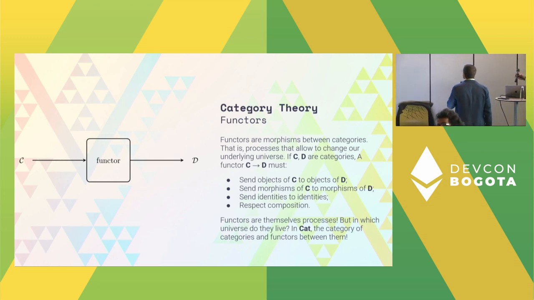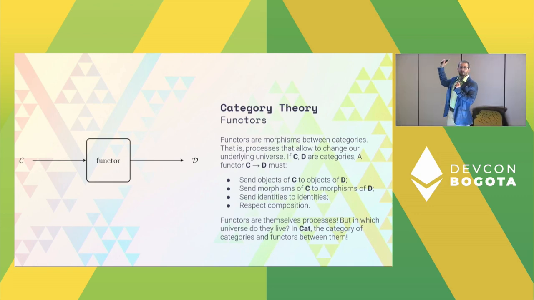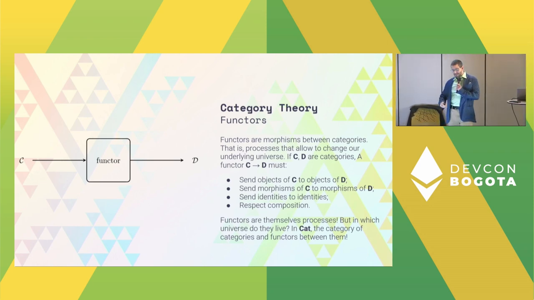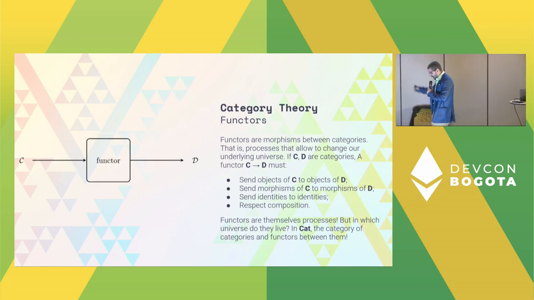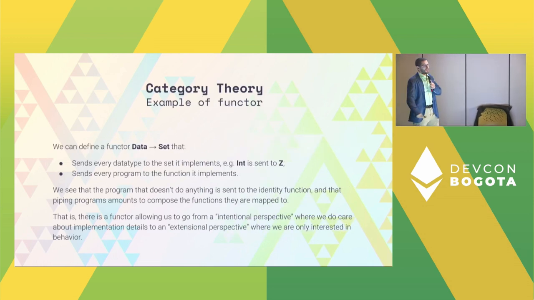Yeah, this is exactly what happens, because this thing is basically mapping processes of C to processes of D. So you can see it as a higher level function, and indeed, a functor is a process in the category of categories. So you can do this kind of level up. Let me give you an example of a functor.